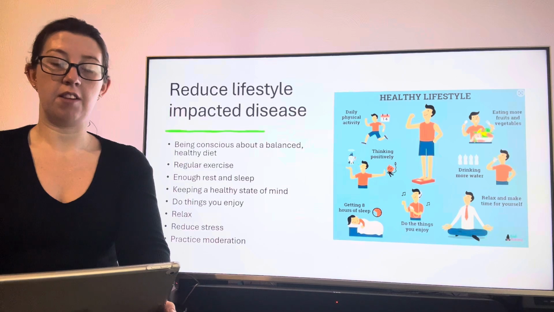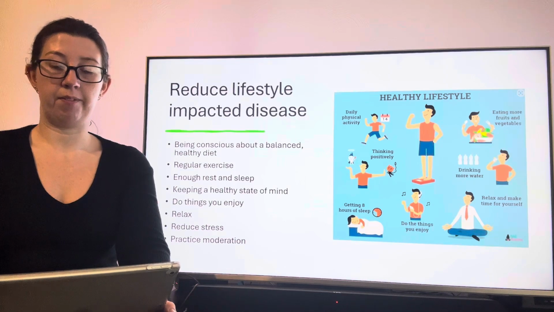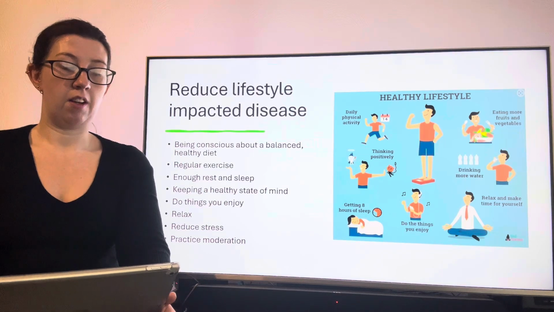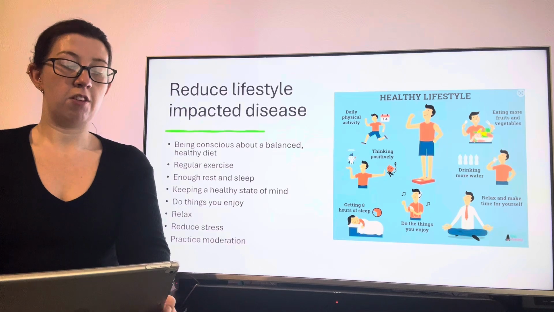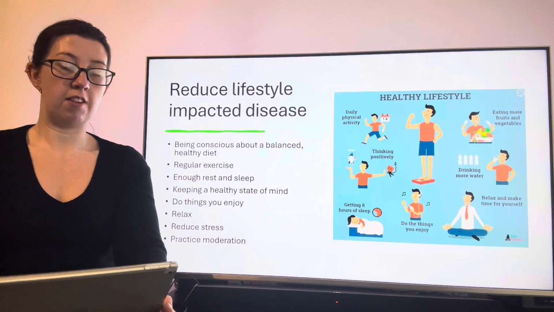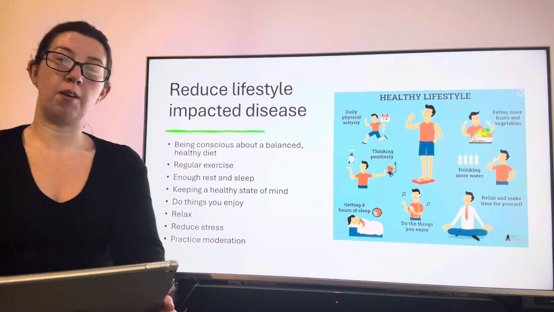To help achieve this, try to avoid large meals before bed, caffeinated beverages, and technology before bed, and don't smoke before bed. These are only some of the many recommendations that will help improve sleep. Be conscious about a balanced, healthy diet, regular exercise, enough rest and sleep, keeping a healthy state of mind, doing things you enjoy, relaxing, reducing stress, and practising moderation.